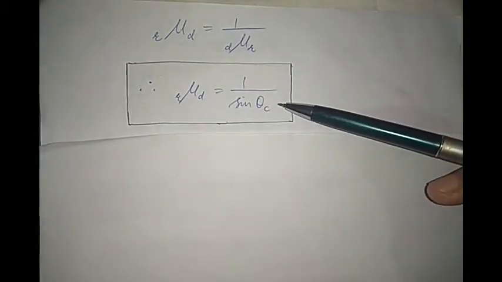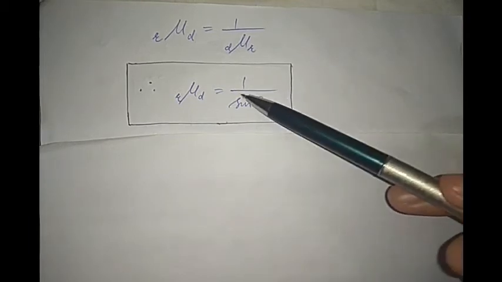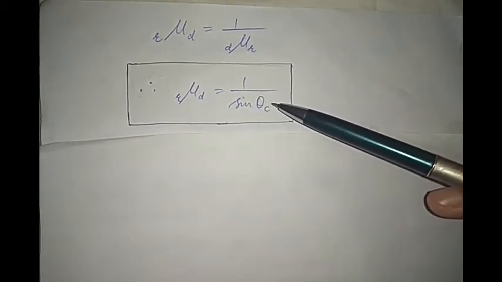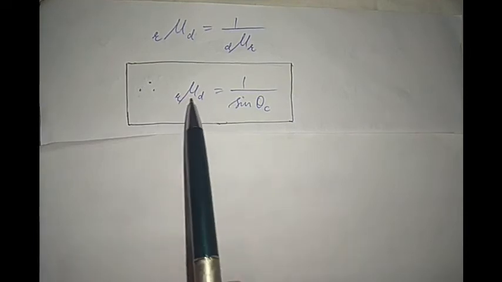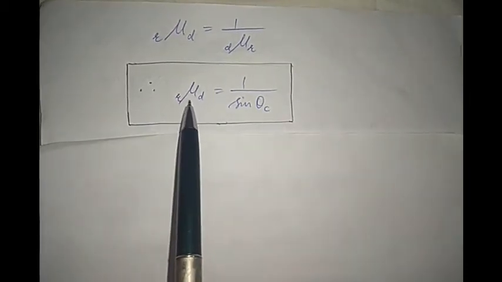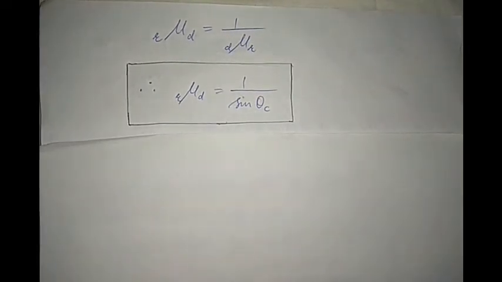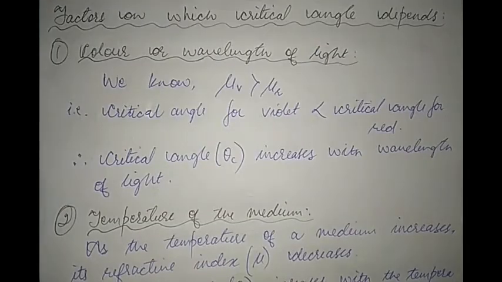As the value of theta increases, we know the value of sine theta increases. But as sine theta increases, since it is in the denominator, what happens to the refractive index of the denser medium? The refractive index of the denser medium decreases as sine theta increases. Or in other words, the higher the value of the refractive index of the denser medium, the lesser will be the value of the critical angle. And let us now give a look at the factors affecting critical angle.